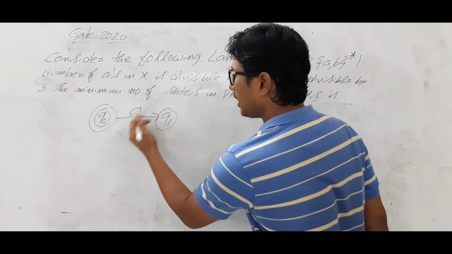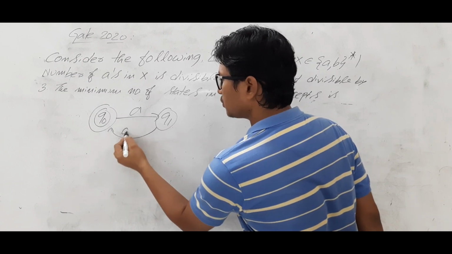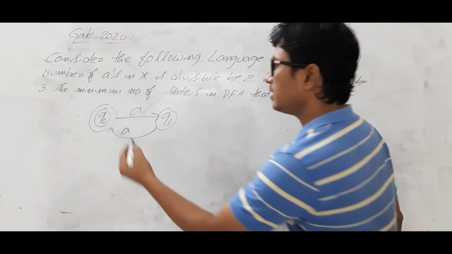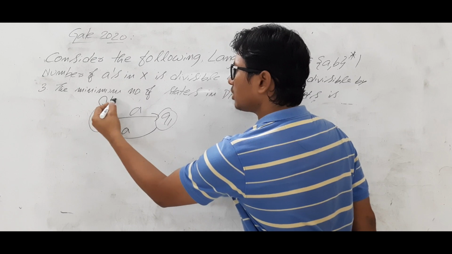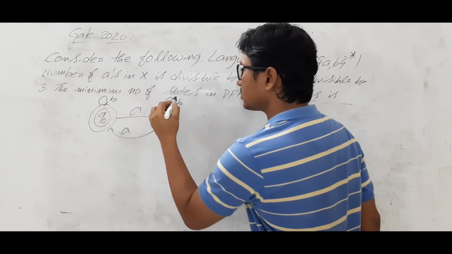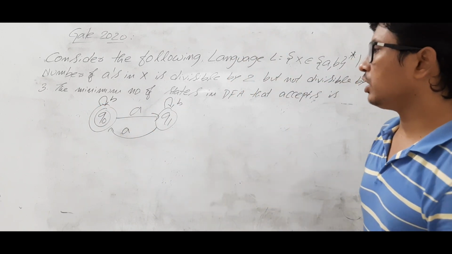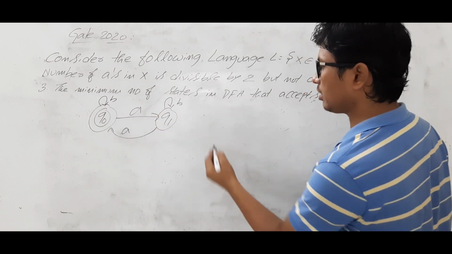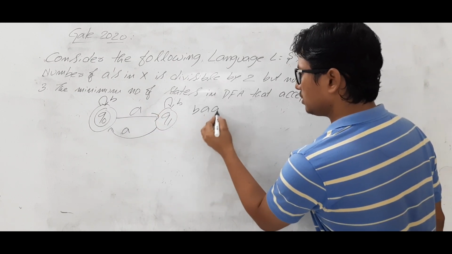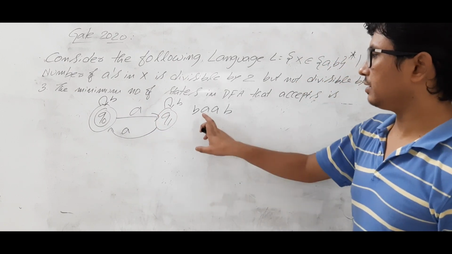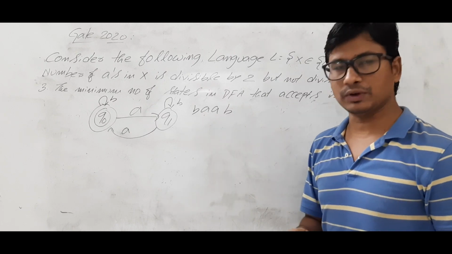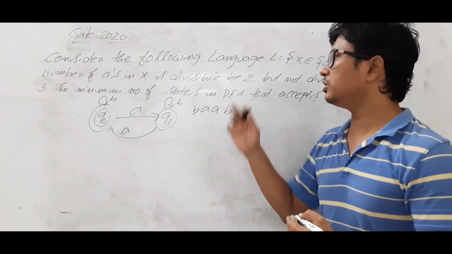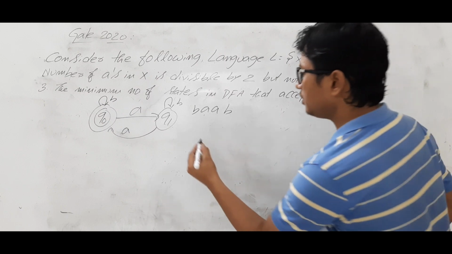If it is 1 a, I should not accept. If it is 2 a's, I should accept. And there is no restriction on b, so I can keep it like this. If you want to check whether it is correct or not, take the string b a a b. The number of a's in this one is 2, which is divisible by 2.